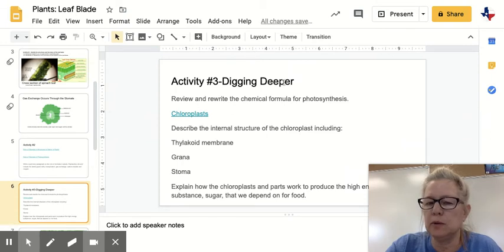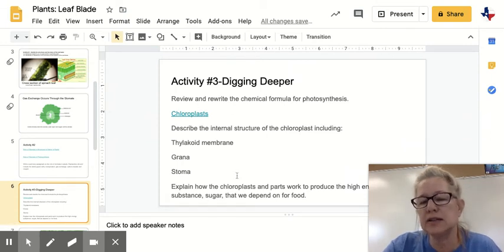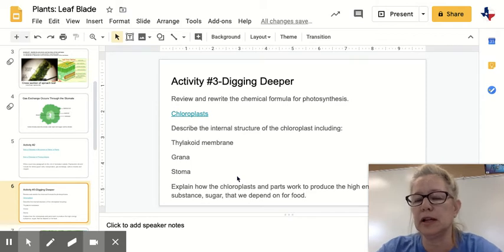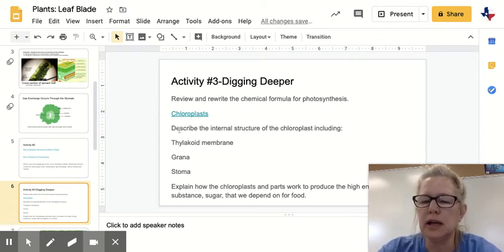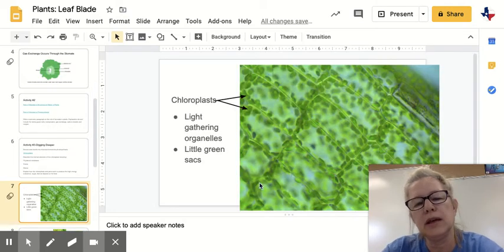Now, there are a couple more activities this week, digging deeper. If you want to do this for the accelerated class, you could do this if you're in the regular biology class as well, but digging a little deeper into chloroplasts, there's a video here, and then just learning about the thylakoid membrane, the grana, and the stroma, and just looking at chloroplasts. I'd like for you to write an explanation of how chloroplasts and those parts work together to create that product of photosynthesis called sugar that is so useful for life on Earth.